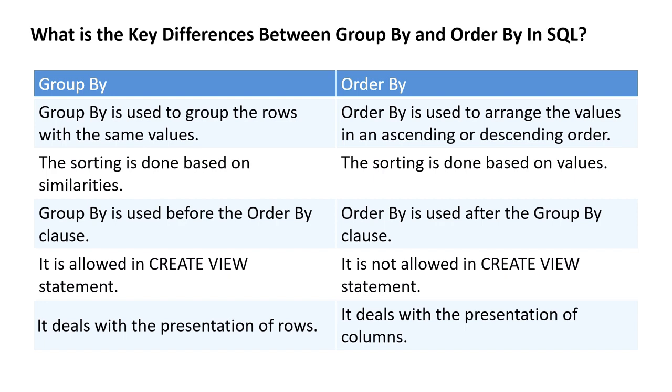What is the key difference between group by and order by in SQL? Group by is used to group the rows with the same values. The sorting is done based on similarities. Group by is used before the order by clause. It is allowed in the create view statement. It deals with the presentation of rows. Order by is used to arrange the values in ascending or descending order. The sorting is done based on the values. Order by is used after the group by clause. It is not allowed in the create view statement. It deals with the presentation of columns.